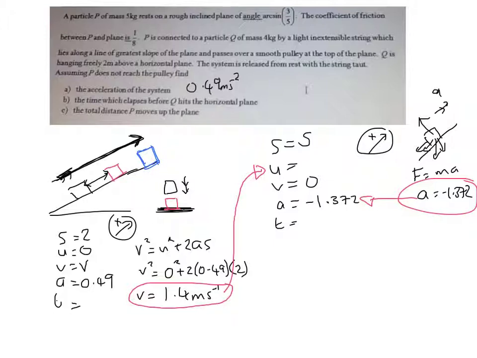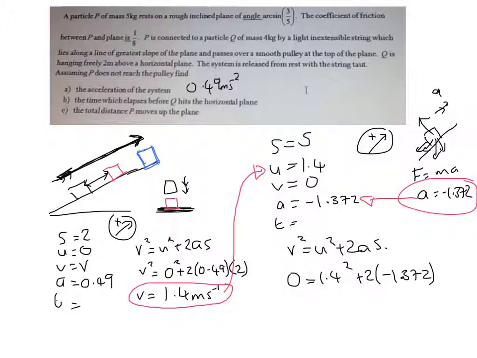Now, what do we need to know? Nothing, I think we're done. We can find s. So we need the formula without t, which is v squared is u squared plus 2as. And then we stick everything in, so 0 equals 1.4 squared plus 2 times minus 1.372 times s, which is what we're trying to find, which gives us s equals 0.714 meters. That's your final answer.